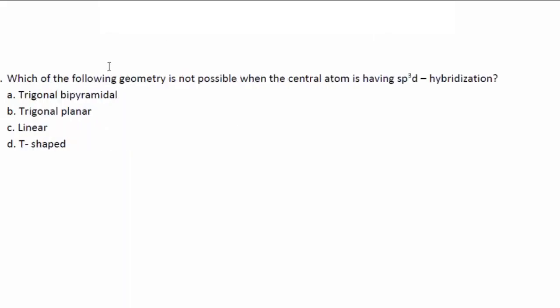The next is, which of the following geometry is not possible when the central atom is sp3d hybridized? sp3d hybridization gives either trigonal planar or seesaw or linear or T-shape. Trigonal bipyramidal, that's okay. It's not trigonal planar. I'm sorry, that's wrong. These two are okay, possible. So the geometry which is not possible is trigonal planar. Easy direct questions.